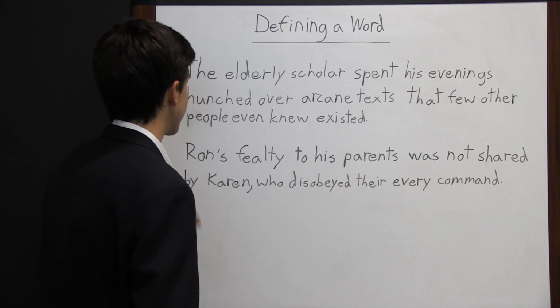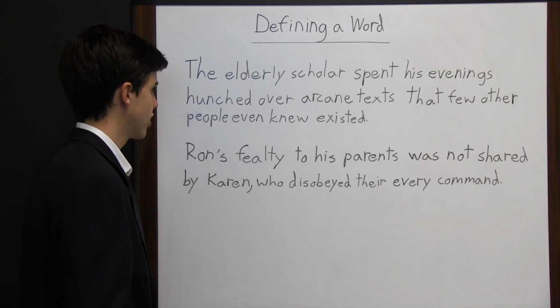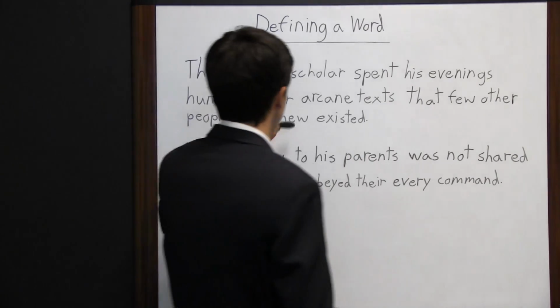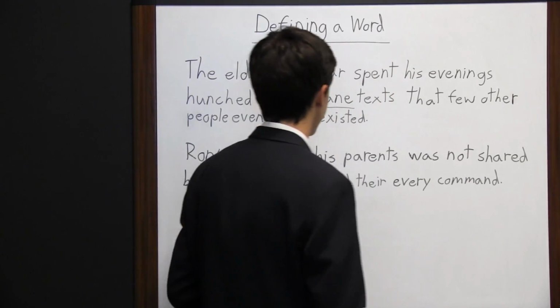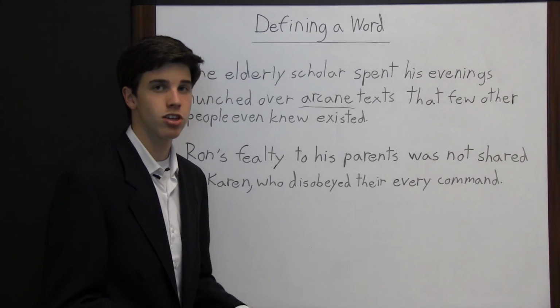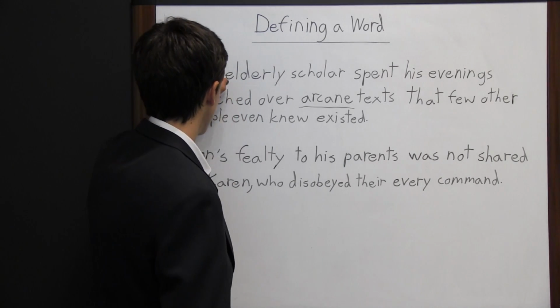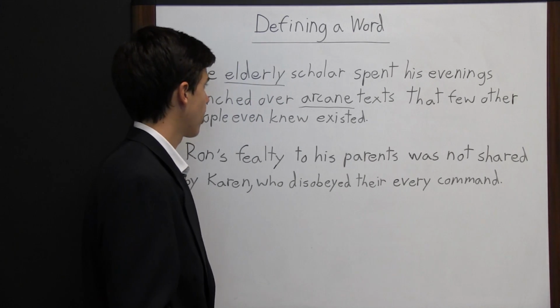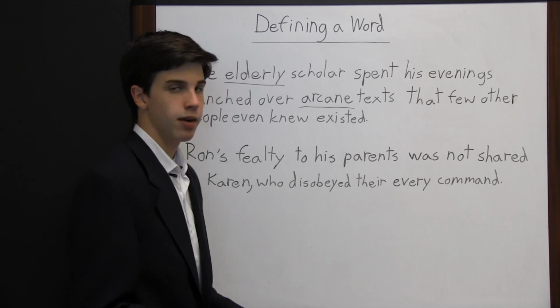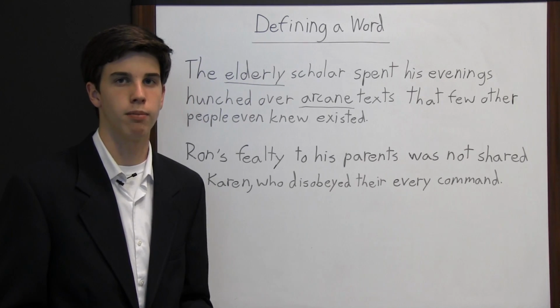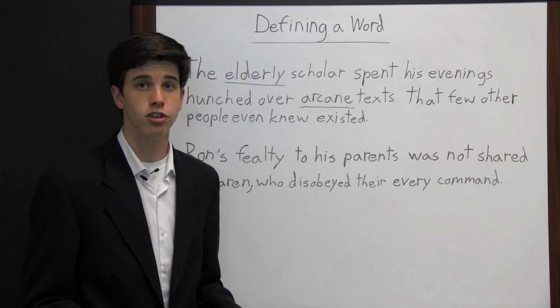This first example says, the elderly scholar spent his evenings hunched over arcane text that few other people even knew existed. So the unfamiliar word here is arcane, but you will see that you can pretty much determine the definition of that word based on the words around it. Here we see the word elderly coming before scholar. So if only an elderly scholar would be studying these texts, then it means that it must be some kind of complex subject that only someone who has acquired much knowledge and wisdom would understand.